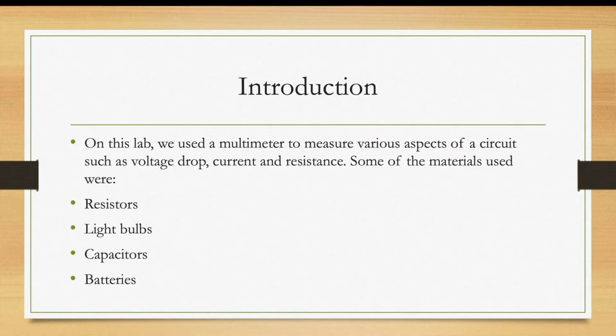First, a little bit of background on what we did for this lab. We used a multimeter to measure various aspects of a circuit, such as the voltage drop, or difference, across the circuit, the current, and the resistance of the circuit. Some of the materials we used were resistors, light bulbs, capacitors, and batteries.